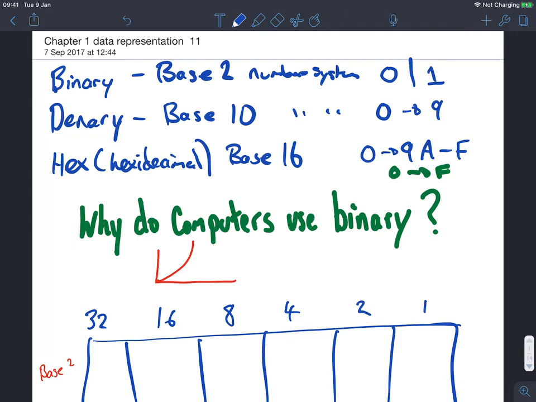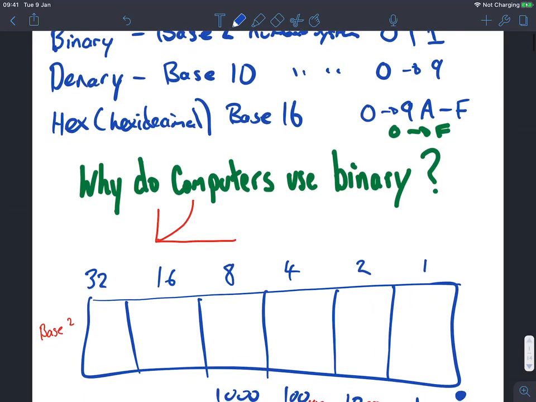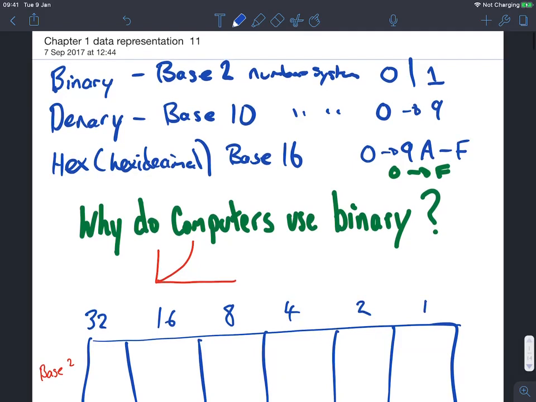So to start with, there are three types of number system that you need to be familiar with and be able to convert between. That's binary, often known as base 2, denary, base 10, and hexadecimal, which is base 16. And of course, they each have their unique characters that are used to encode the data.